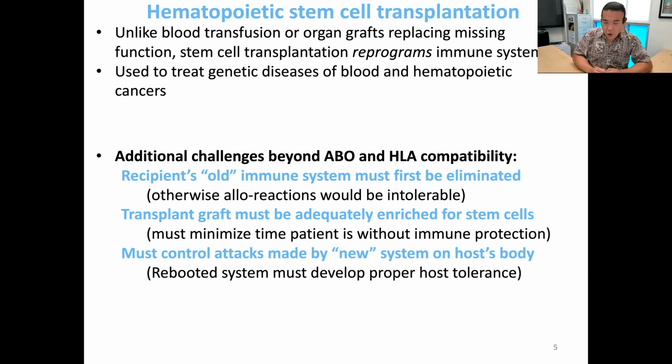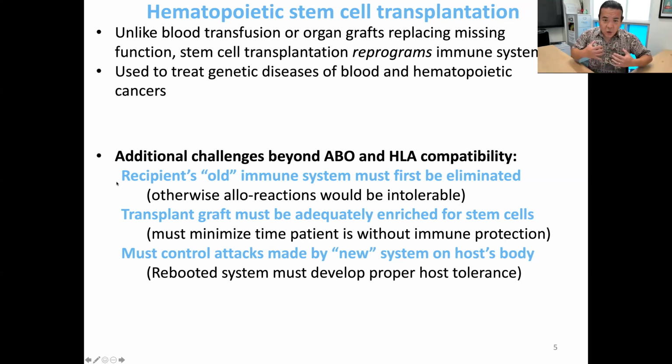So right away, hopefully, you can sense that there are some additional challenges here when you're talking about a hematopoietic stem cell transplant, beyond simply things like ABO blood type matching or HLA type matching, right? Because you're trying to get rid of an old immune system and reboot it with a good immune system. So that means, number one, here are a set of 3 additional challenges.